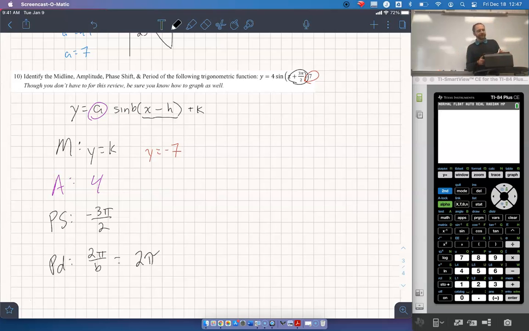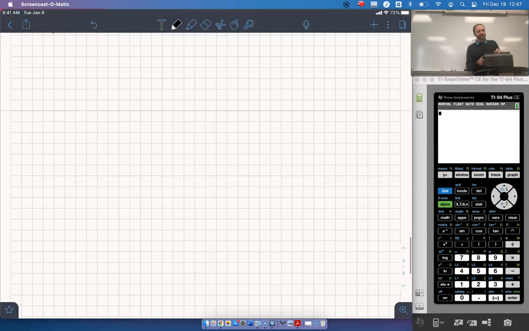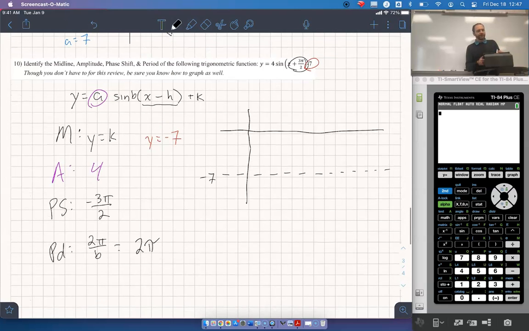Now, I'm not going to sketch the entire thing, but I do want to refresh your memory on this. If I'm going through, my midline is going to be at negative 7. So we'll call this negative 7. My amplitude is 4, so I will go up 4, and that would put this at negative 3. I would go down 4, and that would put this at negative 11.